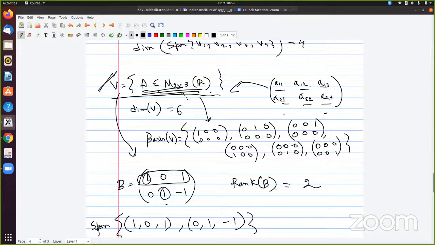Vector space is the set. I mean, take it as a container, okay? Take it as a container where all these 2 cross 3 matrices are there. This container is basically your vector space. It has infinitely many such matrices. Is it clear? Yes, sir.